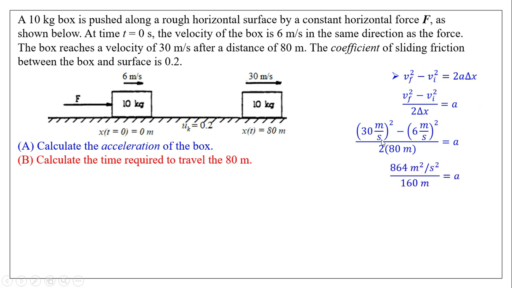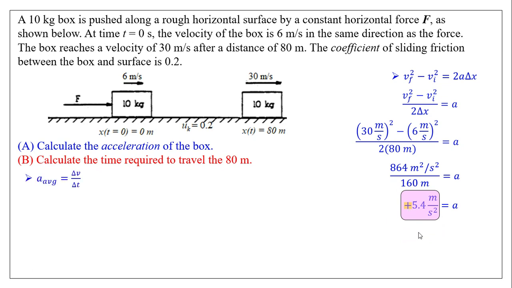Alright, so if you simplify the numerator correctly, it would be 900, because 30 squared is 900, minus 36, which leaves you with a difference of 864. And then 2 times 80 in the denominator is 160. If you do that on your calculator, you should get a value of 5.4 meters per second squared. Here, I've decided to include the direction because the problem asks you to find the acceleration. In this case, the force is pushing the system to the right, which implies that it is accelerating to the right, which means acceleration is positive. So I do need to include the direction there because it is a vector quantity.